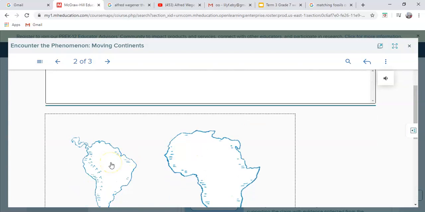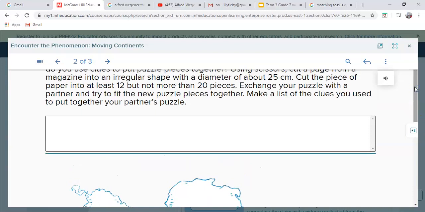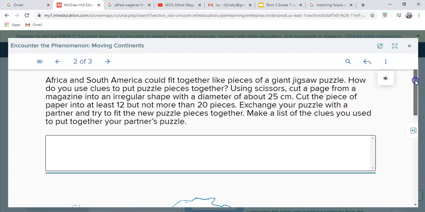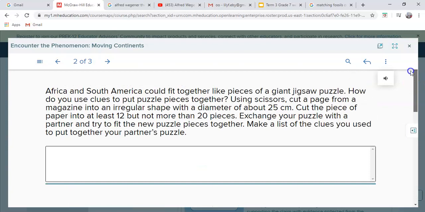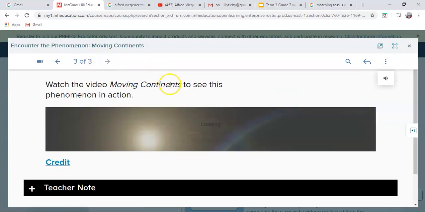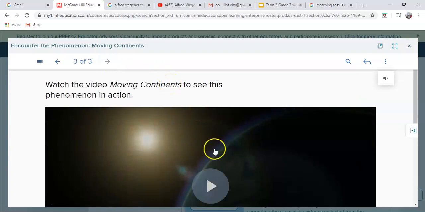If there is any possibility of fitting them, you will see that actually the edges of South America from this side can fit into the edges of the African continent from this side. So the fitting capacity and the similarities of the rock formation there are the reason why we say that they could fit together like pieces of a giant jigsaw puzzle. Now, this explains to us that actually there was a supercontinent before.